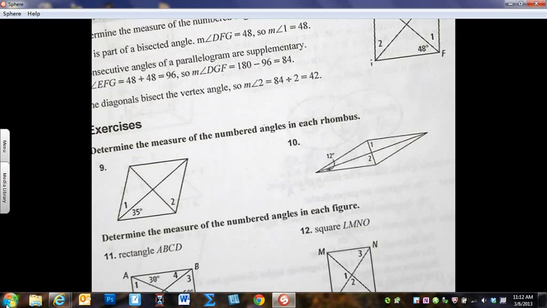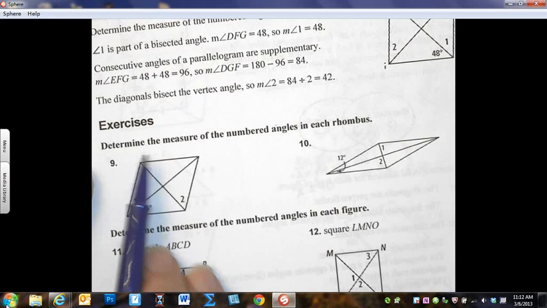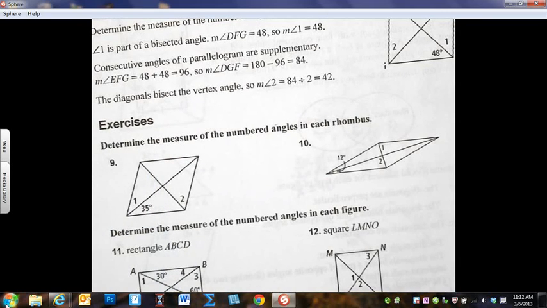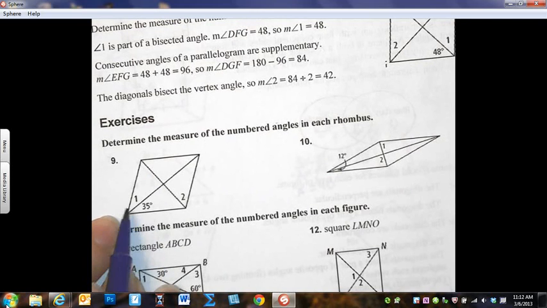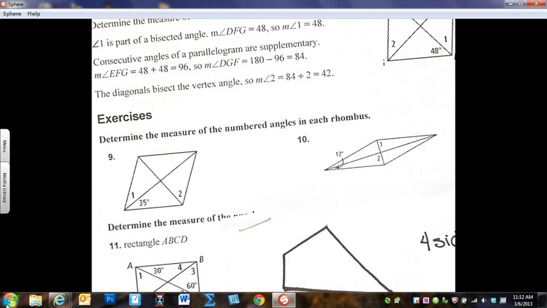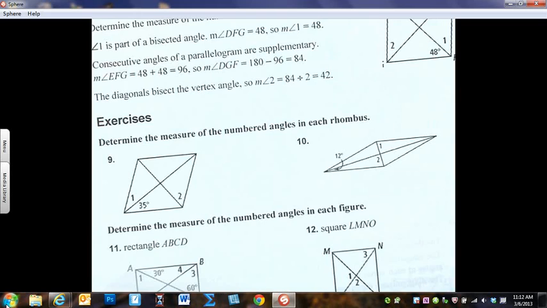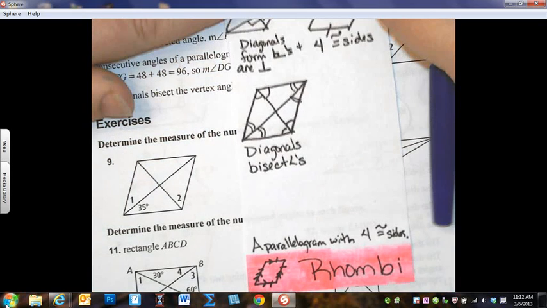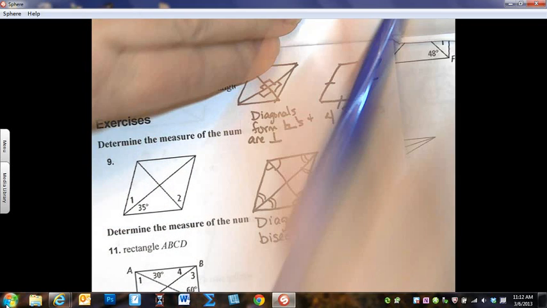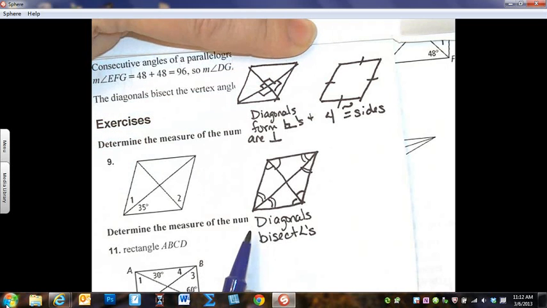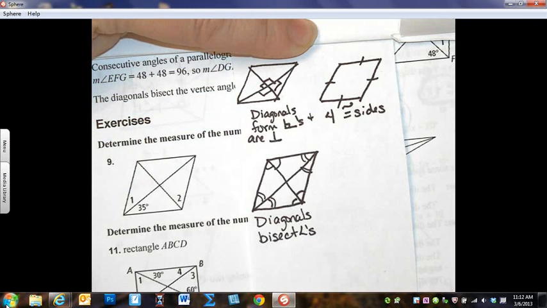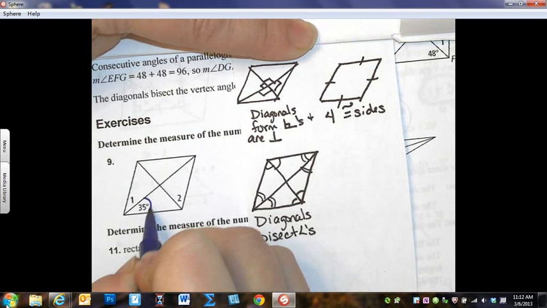It wants us to decide the measures of all of these angles. It tells me I know this angle right here is 35. Well, let's go to our rhombus tab. And I'm trying to make it so all you'll see is that rhombus tab, so that we can just focus on that. What do we know happens with our diagonals and the rhombus? Well, looking at my picture, I can make those exact same marks on this picture.